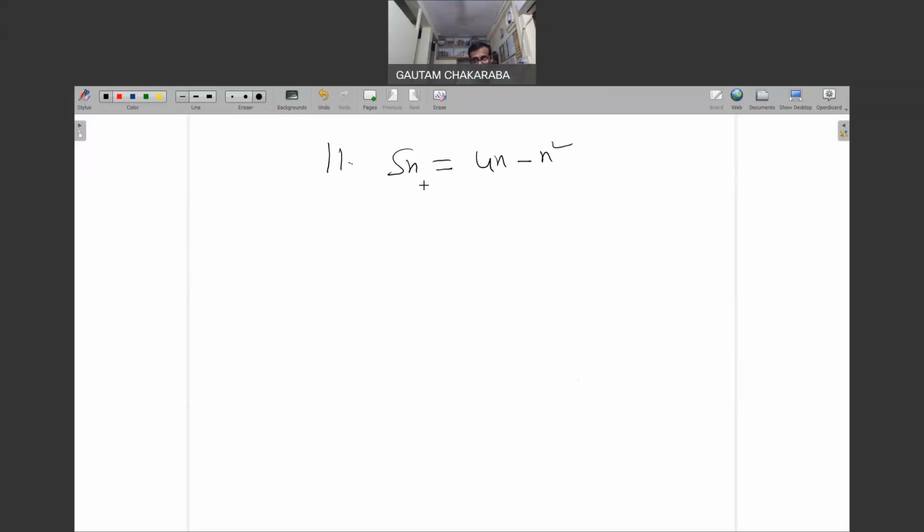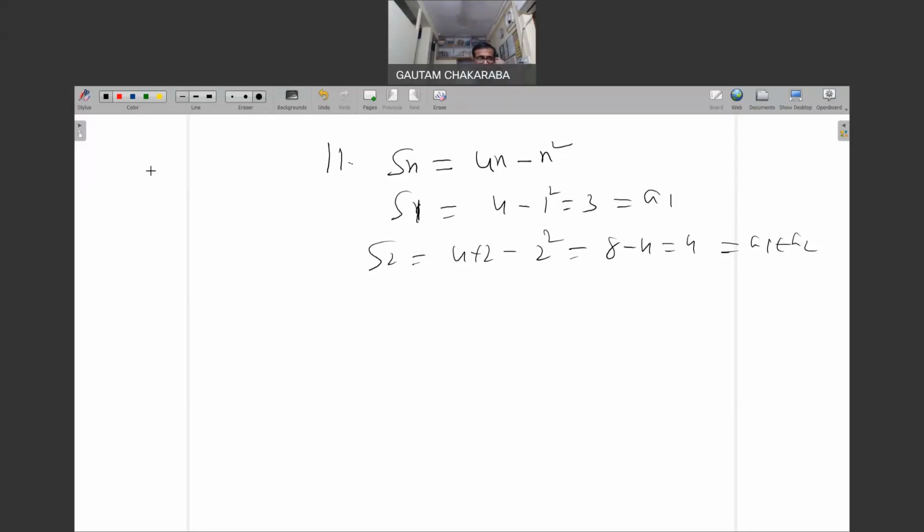In that type of question, you put n is equal to 1. That is 4 minus 1 square, 3. This is equal to A1. Now next part, 8 plus 2, that is 4 into 2 minus 2 square, 8 minus 4. This is equal to A1 plus A2. S2 means if you take the sequence of an AP A1, A2, A3, and so on, then S1 means A1, S2 means A1 plus A2, and S3 means A1 plus A2 plus A3.